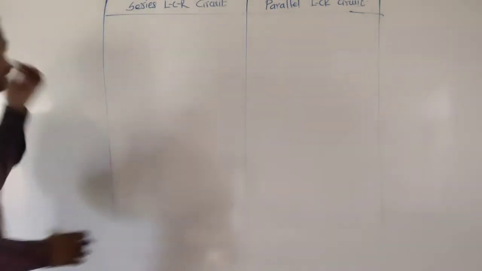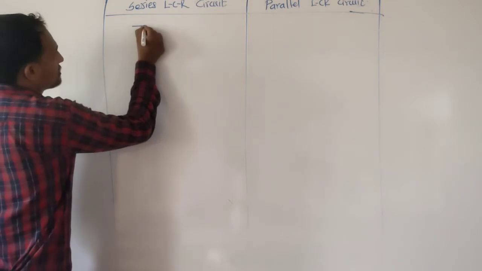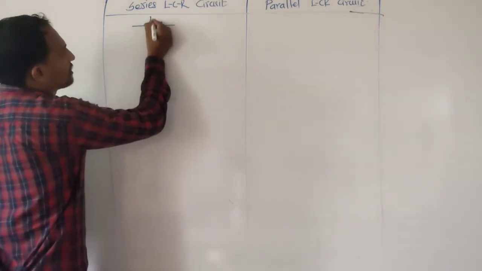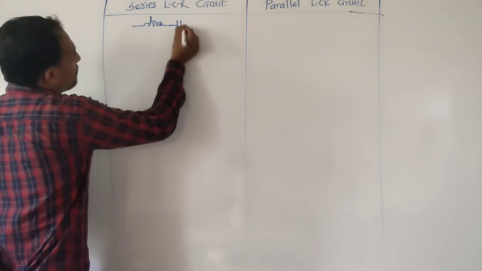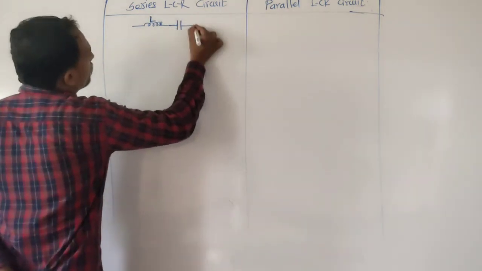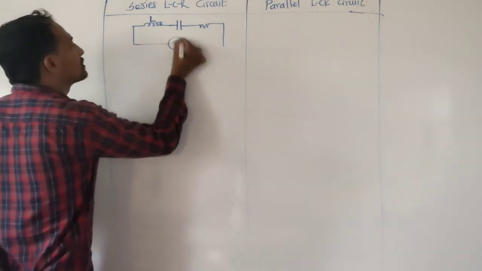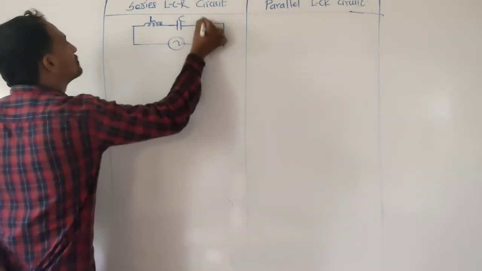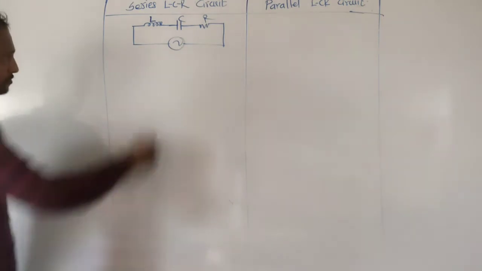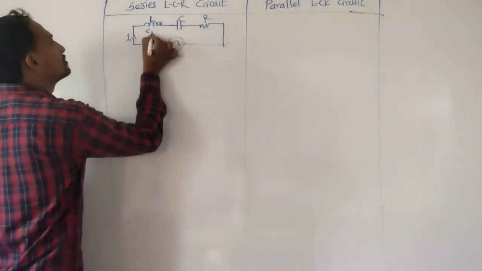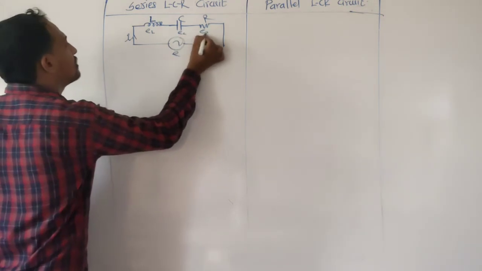Okay, so first we have to draw the circuit diagram. The diagram is like this for the LCR circuit. This is the inductance, capacitance and resistance which is connected across an AC supply, having EMF E and current I. So this is EL, this is EC and this is ER.